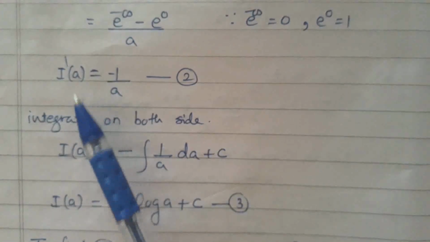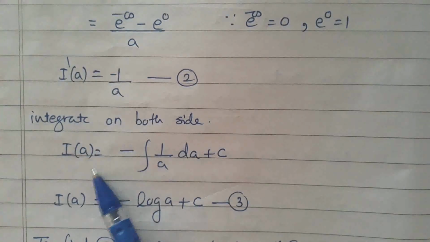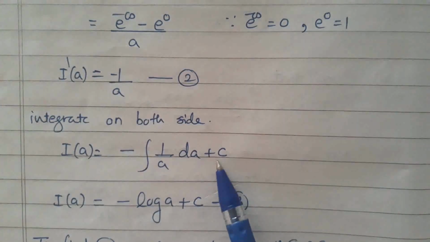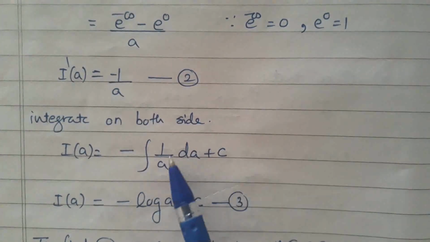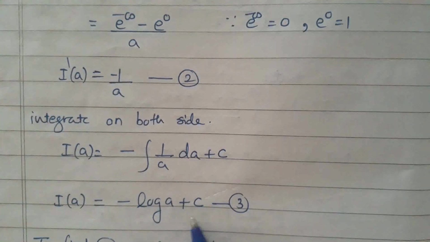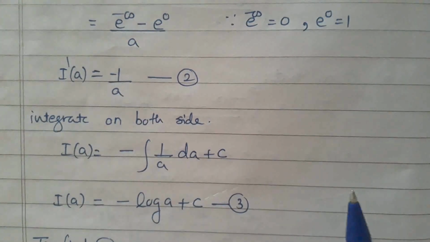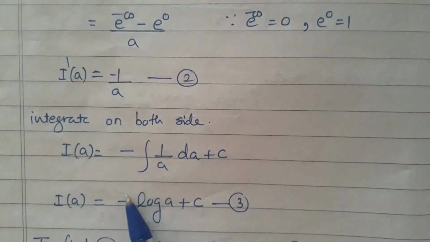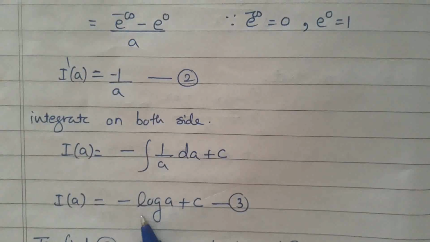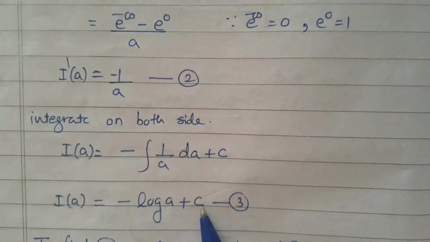After integrating, I dash of a becomes I of a, equal to the integration of this function with respect to a, plus some constant c. The integration of 1 upon a is log a, so I of a is minus log a plus c. Now we need to find the value of c here. So use some specific value of a. Here in this question your function has one variable and two parameters. So you can use the other parameter as a substitution to find the value of c.